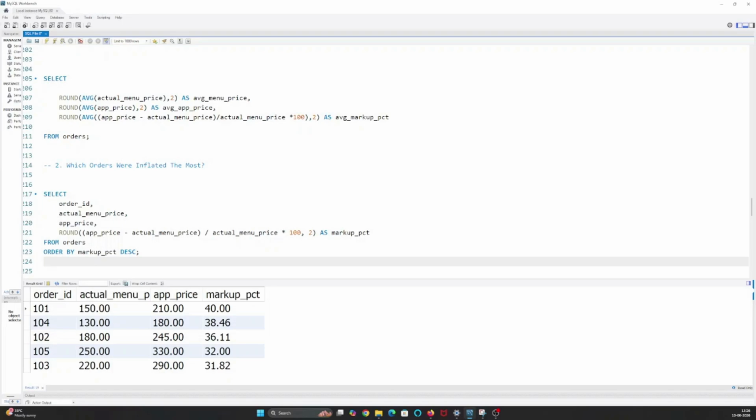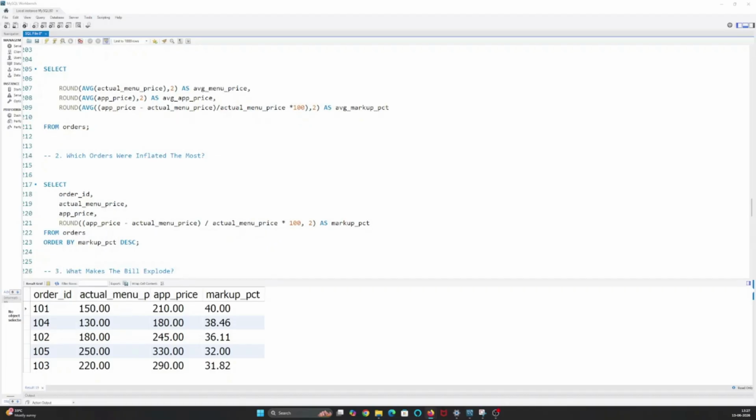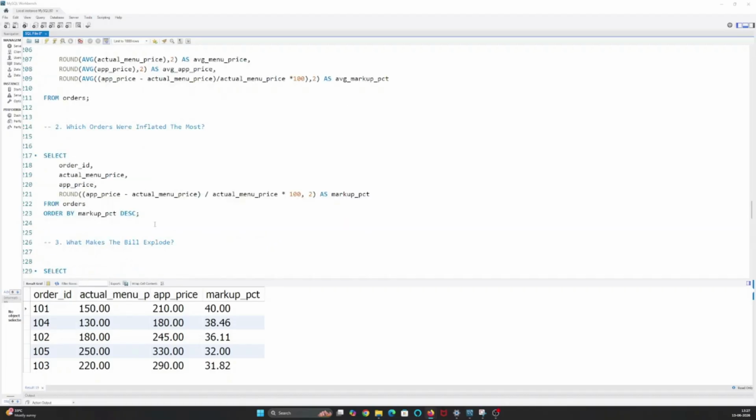This is called price anchoring. The app first shows a large discount. Your brain focuses on the discount, not on the final amount. Behavioral economists have studied this for decades. Humans hate missing deals. Apps know this. Question 3. Which restaurants have highest markups?